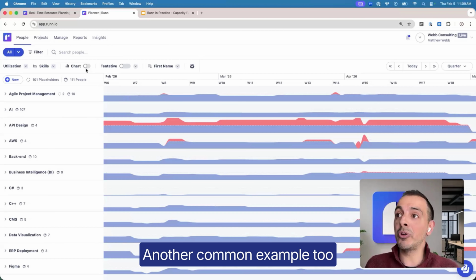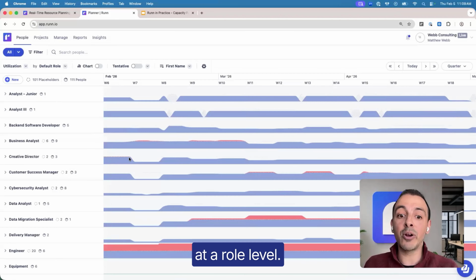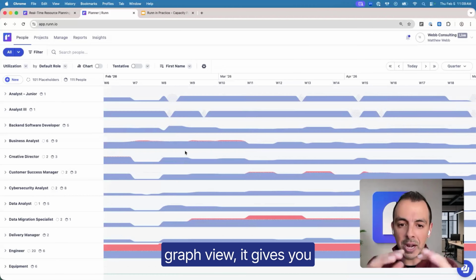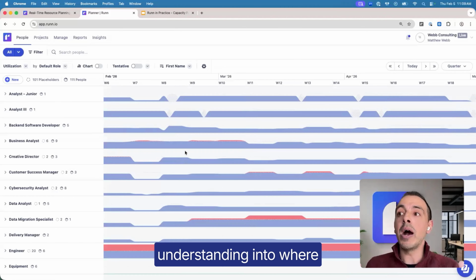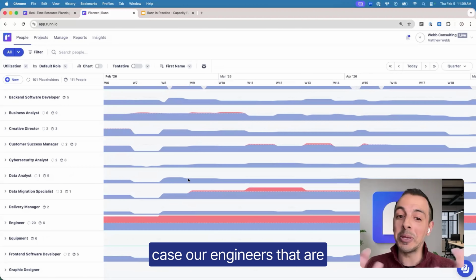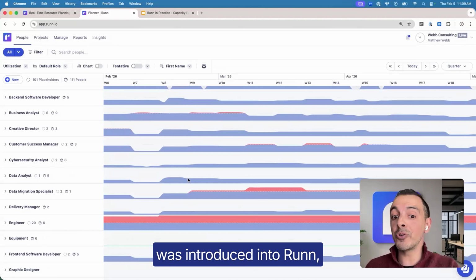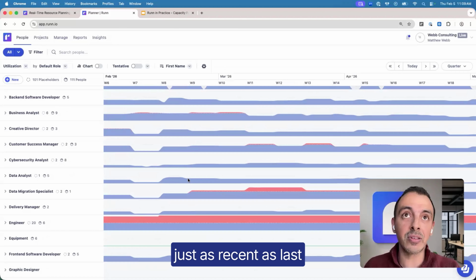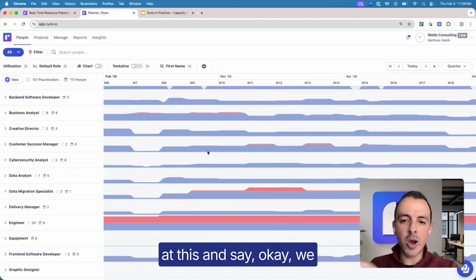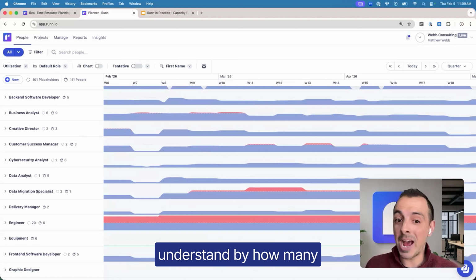Another common example is being able to understand utilization and capacity at a role level. You'll see within this graph view, it gives you that high level understanding into where you might have some of your resources, like in this case, our engineers, that are totally maxed out. But one of the views that was introduced into Runn quite recently, just as recent as last week, is being able to look at this and say, okay, we know our engineers are in the red, but I need to understand by how many hours, right?